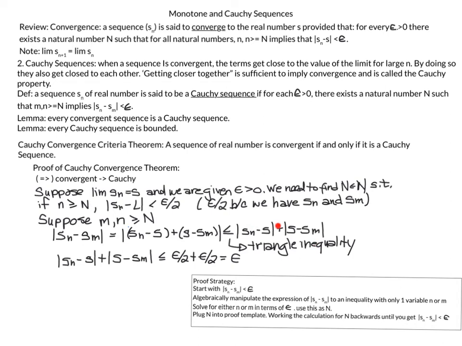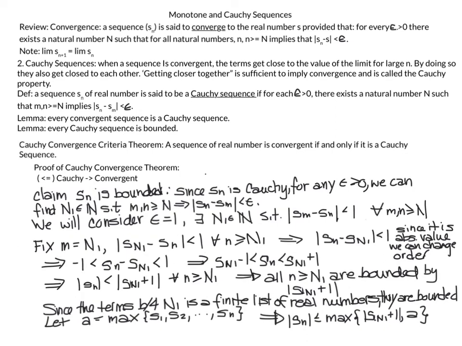And then my Sn minus S is less than epsilon over 2, and my S minus Sm, because this is just an absolute value and here I have Sm minus S, is also less than epsilon over 2. And when I add these two together, this is equal to epsilon, so I have Sn minus Sm is less than epsilon from all of these inequalities. And then you can plug it into your proof template.